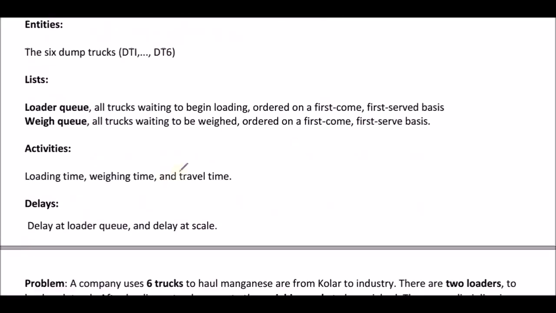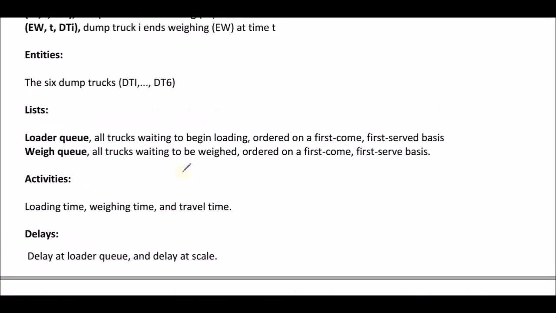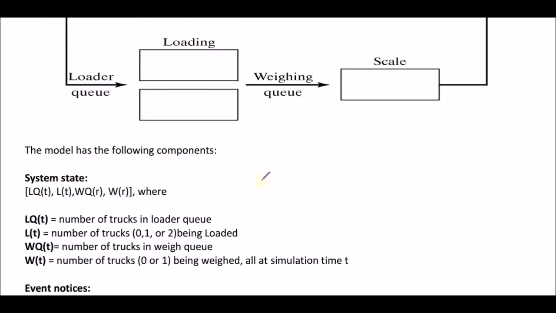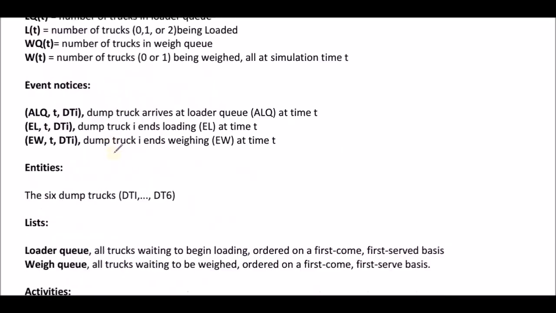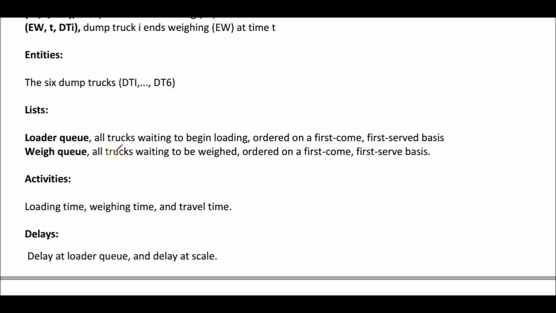Then the next is the activities that are present. So there are 3 activities. One is the loading time, the weighing time, and the traveling time. So the loading time is from the loader queue to the loader, and the weighing time is from the weighing queue to the scale. And the third being the travel time, that is after being scaled, it travels this entire distance and comes back to the loader queue again. So these are my 3 activities, or you can call it time, that is being represented in this model.